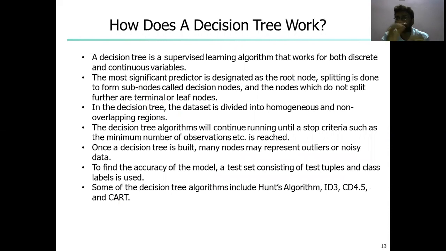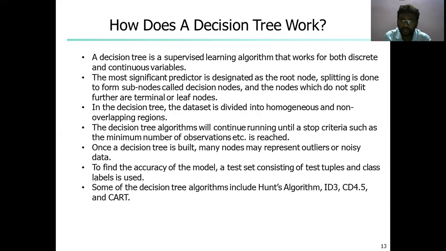Now, how does a decision tree work? A decision tree is a supervised learning algorithm that works for both discrete and continuous values, like nominal and attribute values. It splits the data set into subsets on the basis of the most significant attribute in the data set.